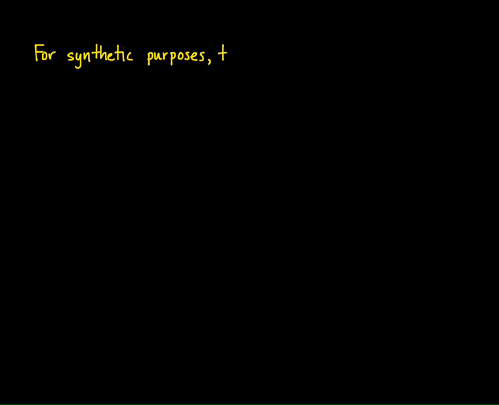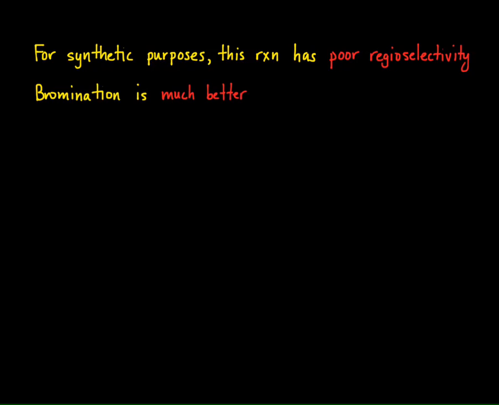Now, for synthetic purposes, this reaction has what I would consider poor regioselectivity. So there is some regioselectivity, but it's not very great whatsoever. Now, bromination is much better in terms of regioselectivity. So if I were to look at those 2 reactions that I looked at with chlorine, the reaction of butane with a halogen, and the reaction of 2-methylpropane with a halogen, I see I get very different product distributions.